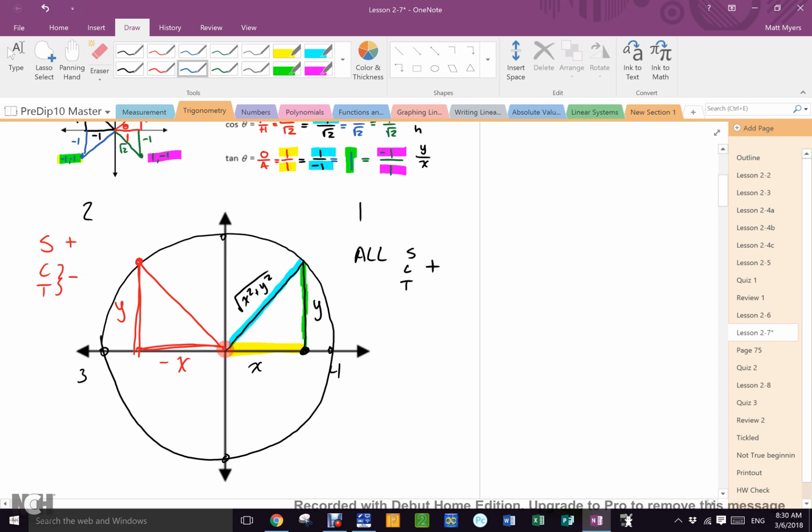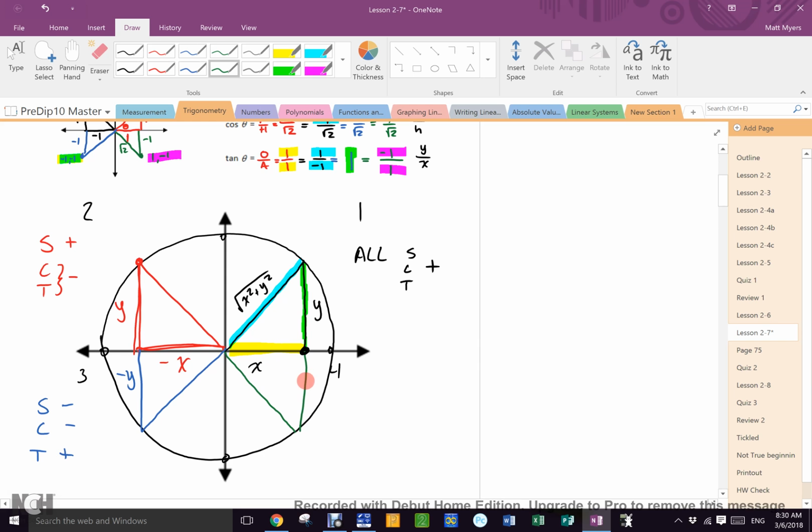What's going to happen down here? What's this y? Negative y. So, what is sine? Negative. What is cos? What is tan? Positive. What? Oh, opposite or adjacent. There you go.